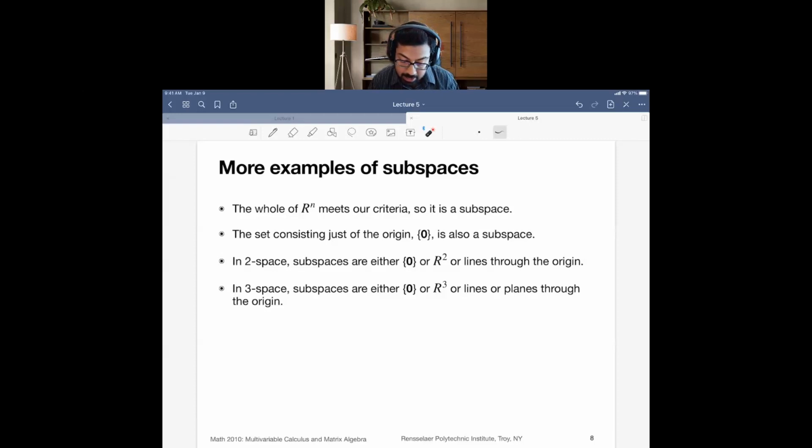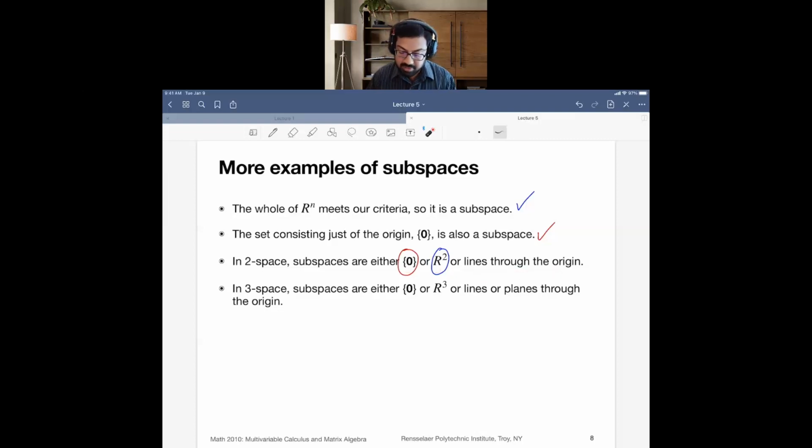Next, in two space, the subspaces are either going to be the origin, we have just proved that, or they are going to be R squared, everything based on this, right? So this is essentially, let's take a look. I'm able to check this off because of this, and I'm able to check this off because of this statement, and it is also going to be all the lines that are passing through the origin. So 0, R squared, or all the lines that are through the origin.